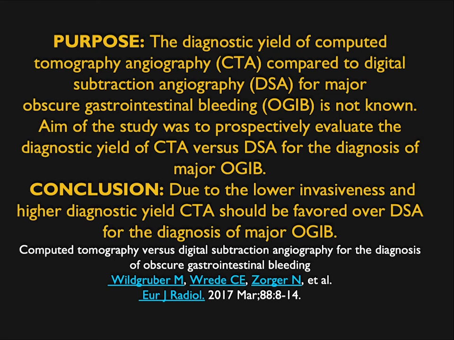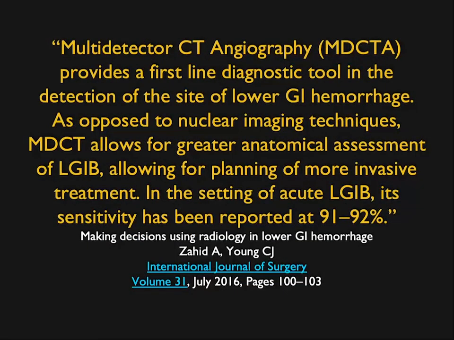And we do many cases of obscure GI bleeding. We pick up tumors, we pick up angiodysplasia, we pick up vascular malformations, we pick up varices, we pick up all sorts of things. Zahid made the point, again, same thing. CTA is a first-line diagnostic tool for lower GI hemorrhage. Compared to nuke studies, it allows for greater anatomic assessment, planning of more invasive treatment, its sensitivity in the low 90s.